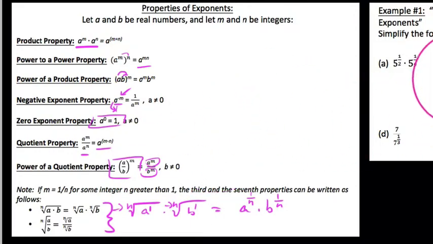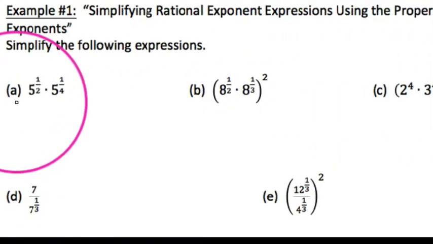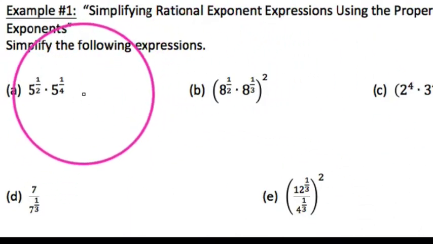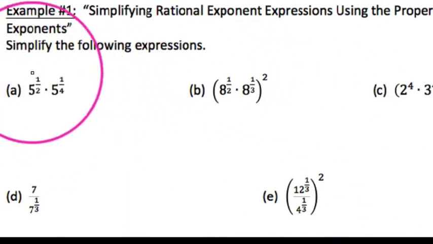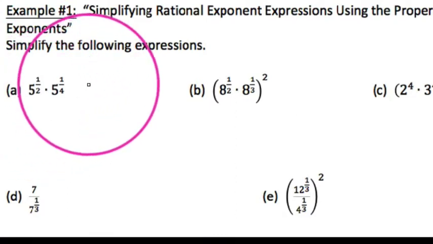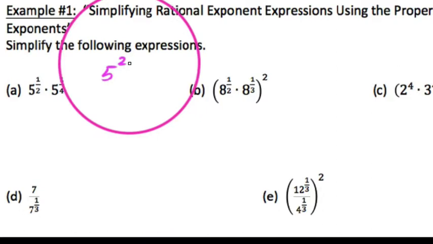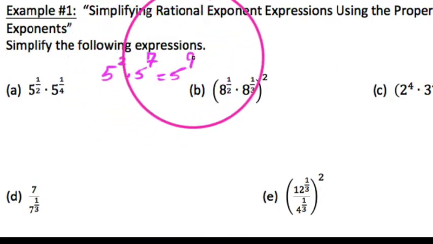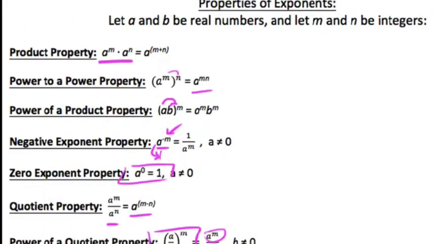So that being said, we're going to use these properties like we've done in the past to evaluate or at least simplify these expressions over here on the right that contain rational exponents. So for instance, we say 5 to the half times 5 to the 1/4. Now I want you to imagine here, if I had 5 to the second times 5 to the 7th, of course we would say, well, then I'd have 5 to the 9th. All we're really doing is using this product property that says I would add my exponents.